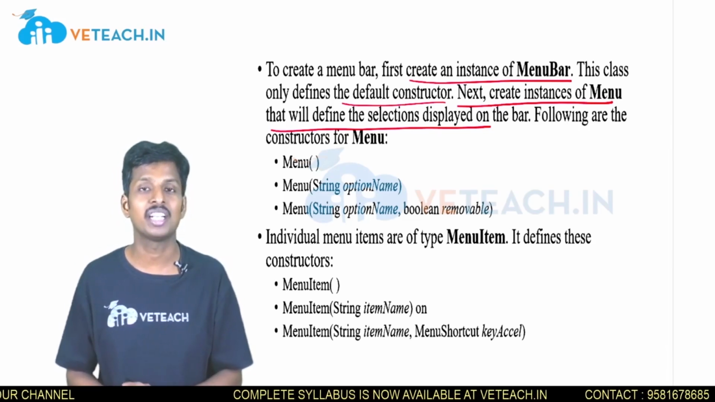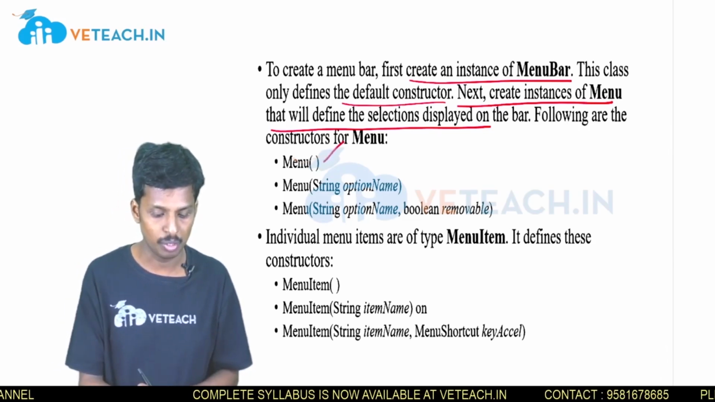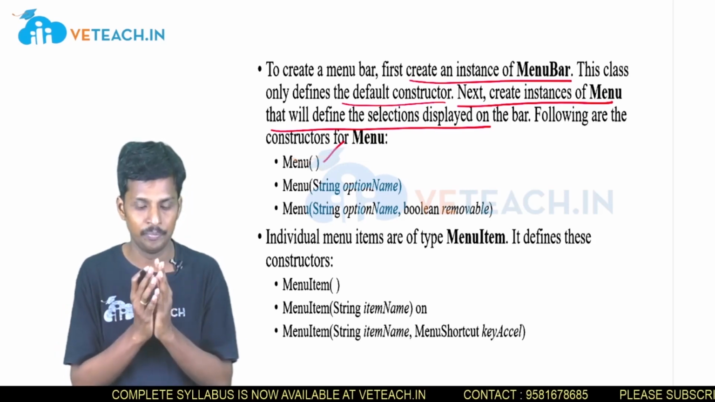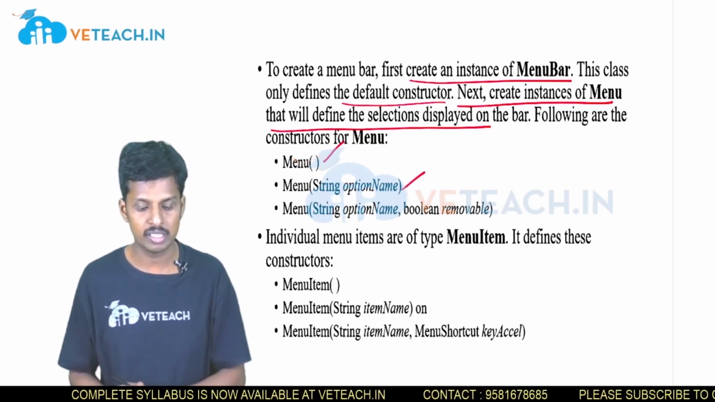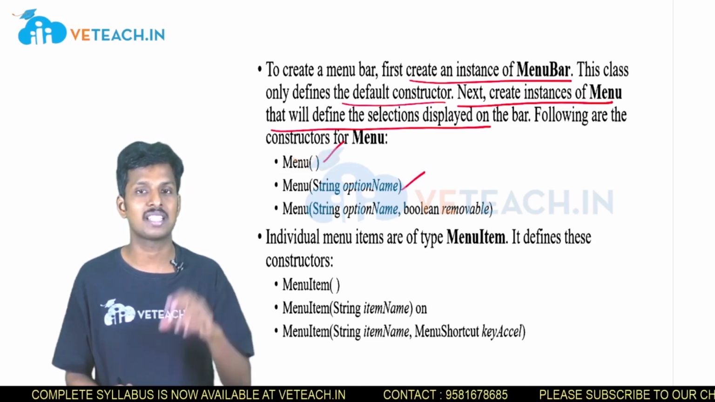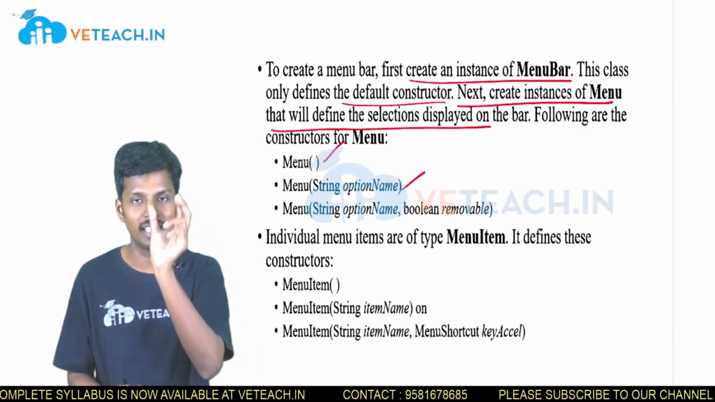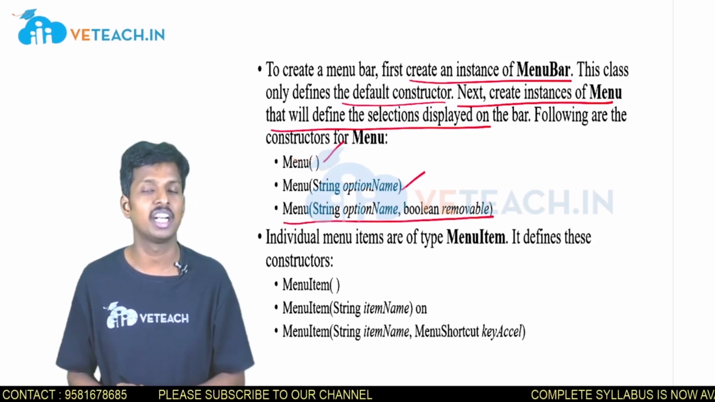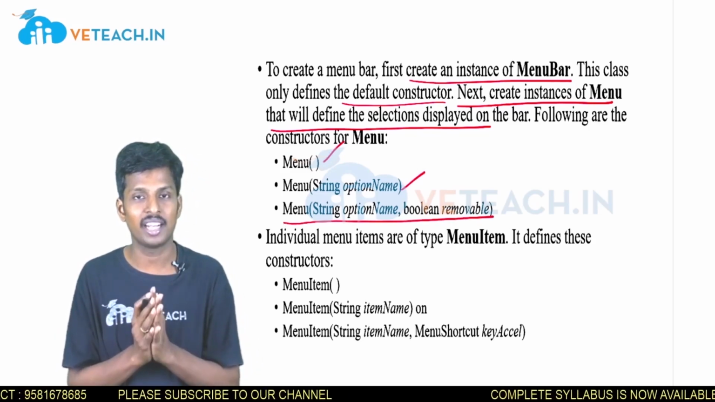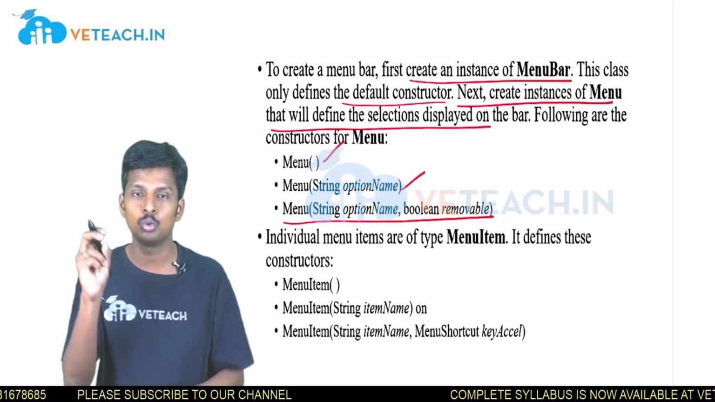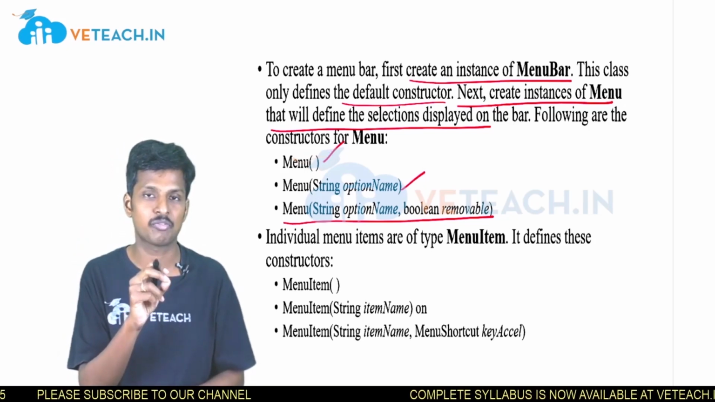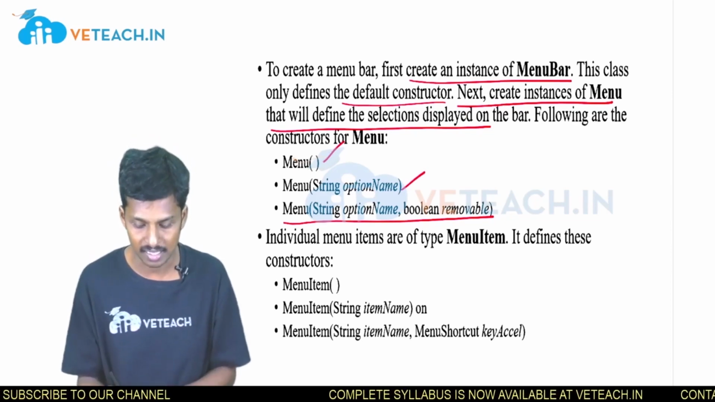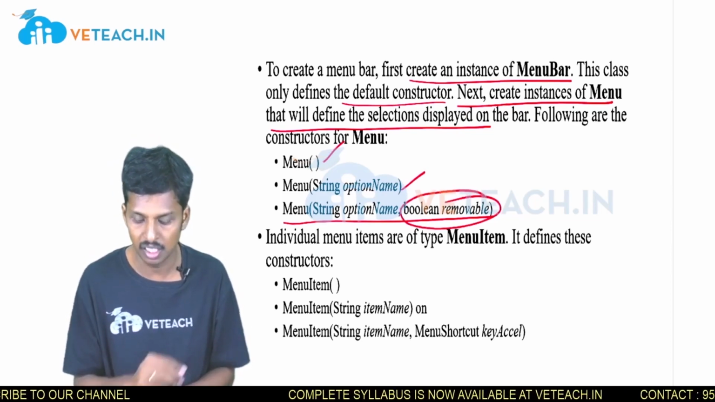What are the different constructors of Menu? The first one is Menu without any arguments. We are going to create a menu without any name. The second one is Menu with a string option name. We pass an option name for the menu that is added to the menu bar. The next one is Menu with string option name, comma, boolean removable. There are some situations where, when we open a window, we can move the menu items from one place to another place within the menu bar. How we can do that is by using this option, boolean removable.